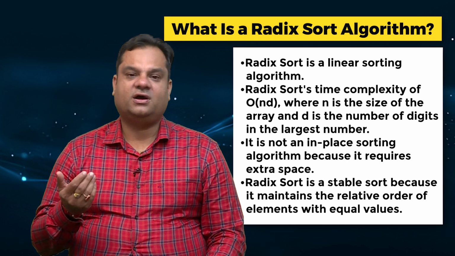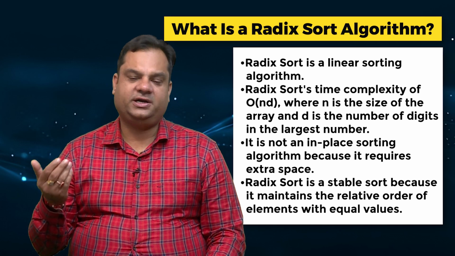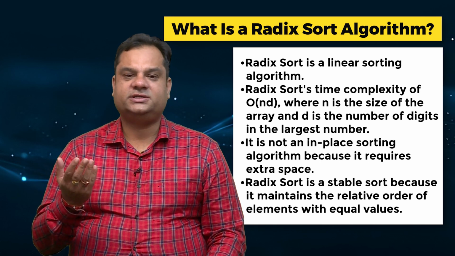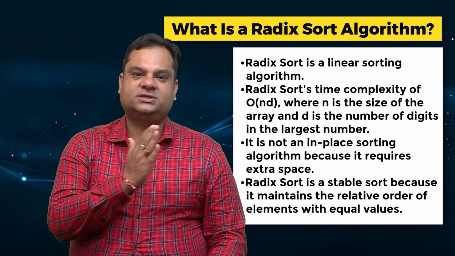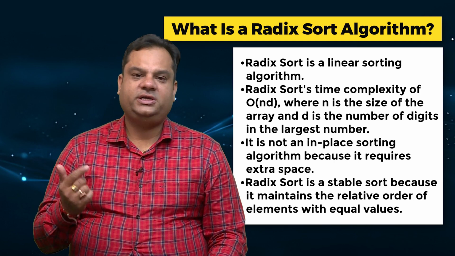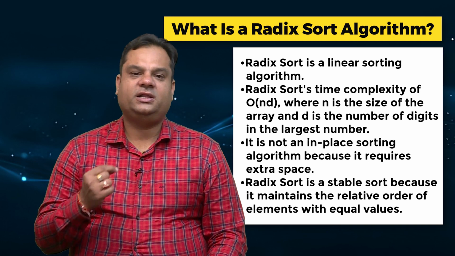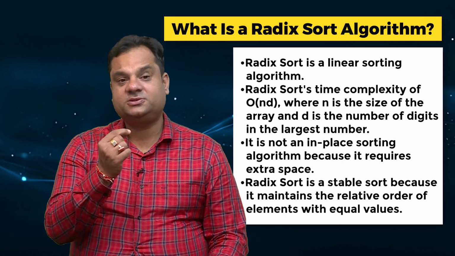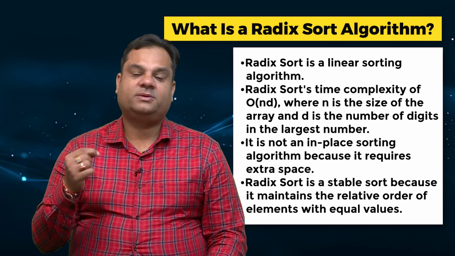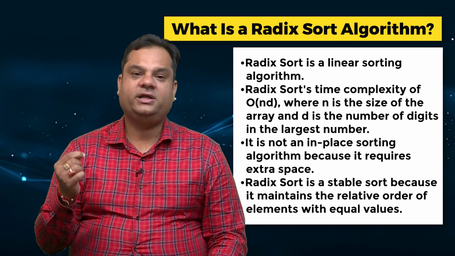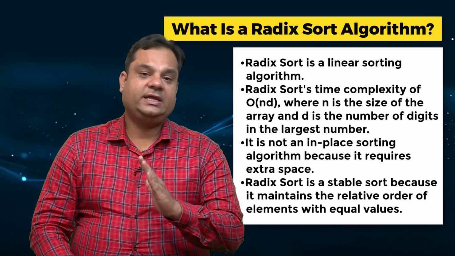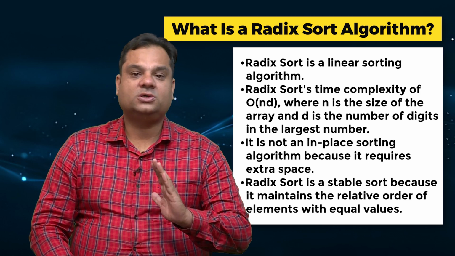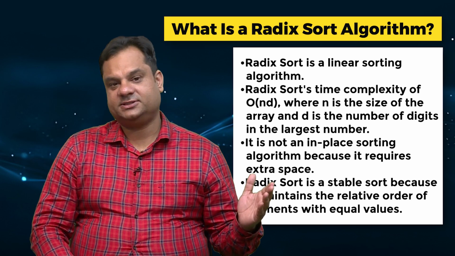Suppose we have a value like 999. Here we have 3 digits, and the maximum place is the hundreds place, then tens, ones, like that. So d indicates the largest position, the number of digit places the largest value holds in decimal format. It is not an in-place sorting algorithm because it requires extra space.